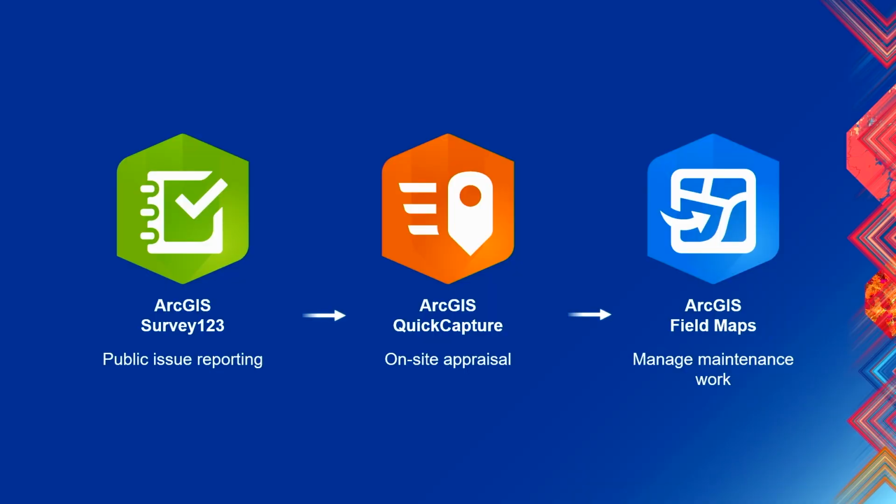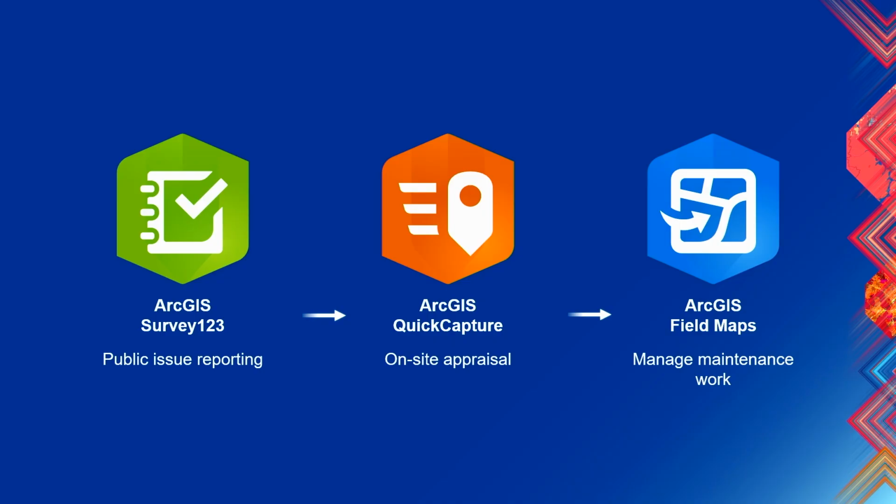So this is the workflow that we're going to demonstrate. The London Borough of Londonborough Borough Council is going to start out by collaborating with members of the public to report on issues using ArcGIS Survey123. We're then going to take that data, run some analysis maybe in the background, and then we're going to target some priority areas, and then we're going to send the field teams out using ArcGIS QuickCapture into those priority areas to do an on-site appraisal and capture issues in more detail.